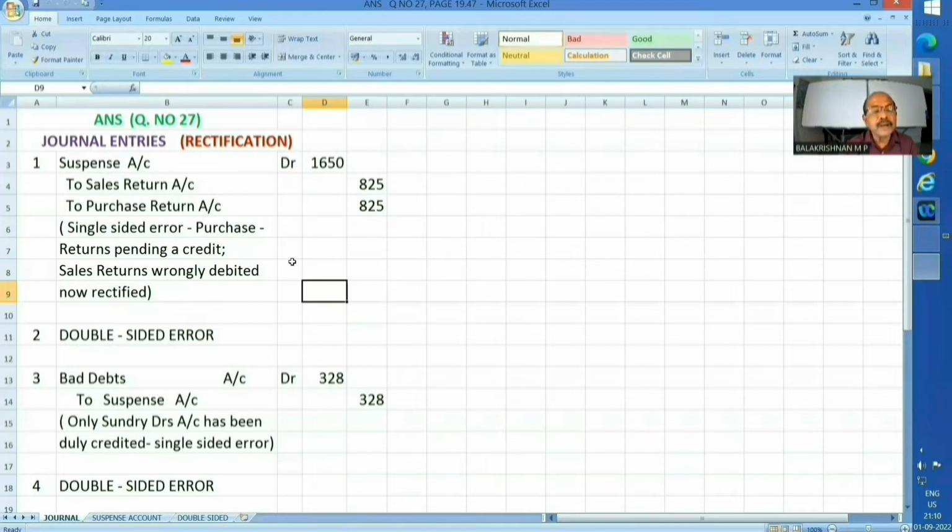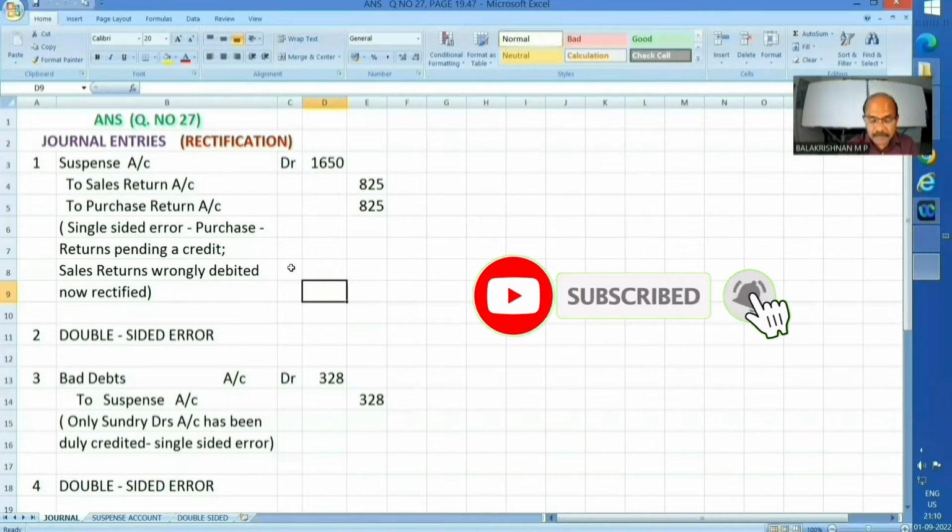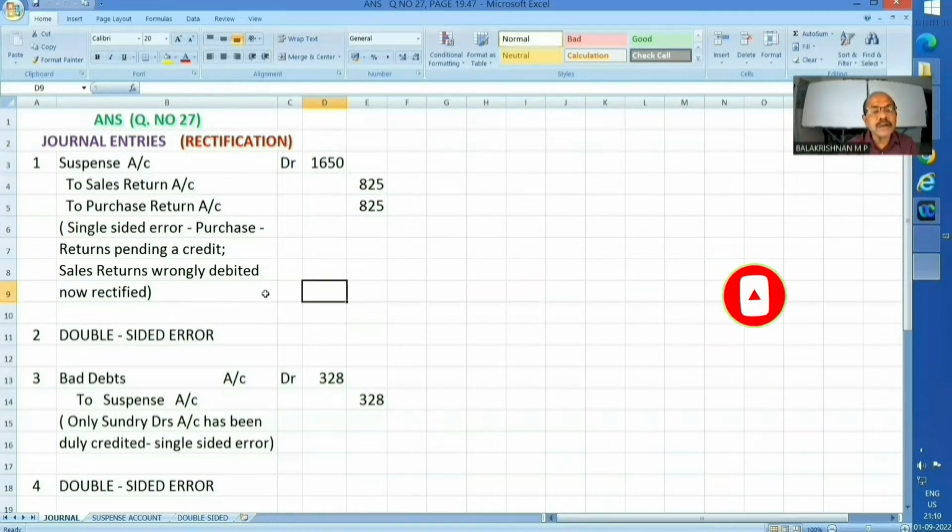Whereas by mistake, you have operated sales return account. That is by default a debit account. So to nullify that sales return account unnecessarily operated, you need to credit sales return account. And the proper purchase return account of 825, we need to bring to the picture.